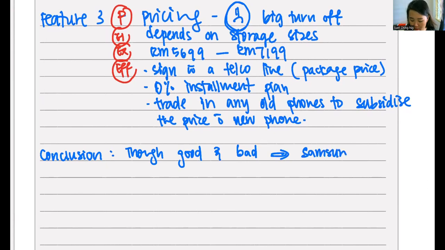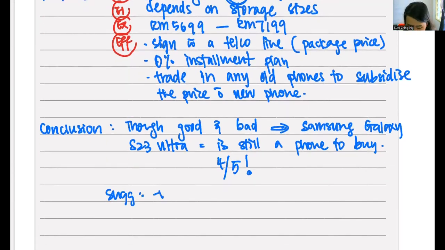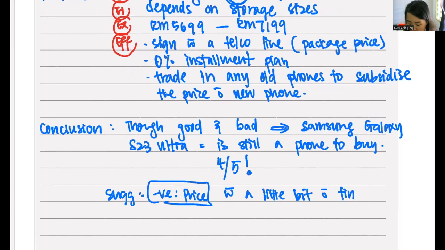Samsung Galaxy S23 Ultra is still a phone to buy. 4 out of 5. Okay, then what you can even do is give a little bit of suggestion to resolve the negative point. So the negative is the price, right? Then you can suggest, with a little bit of financial planning, surely you can afford it.